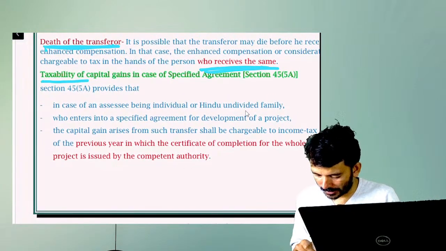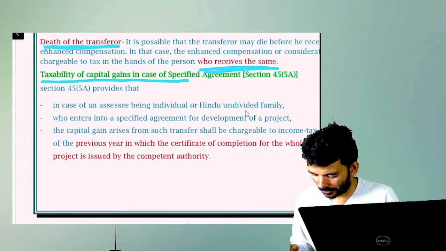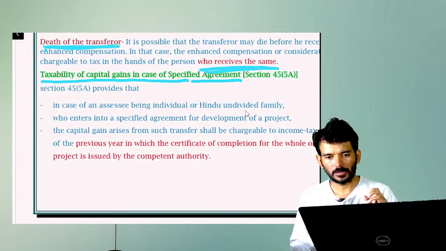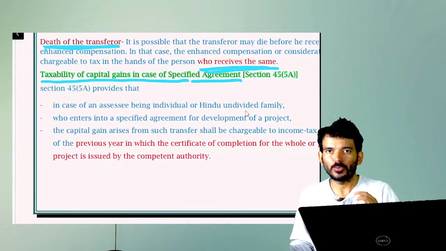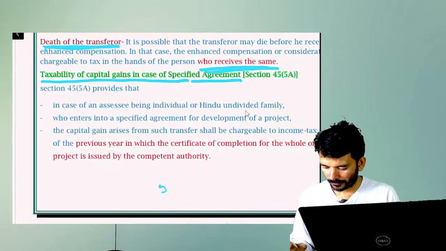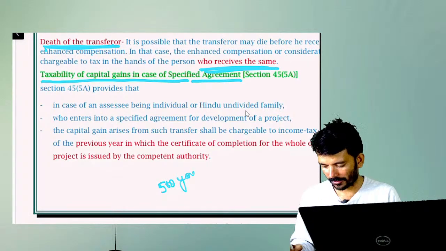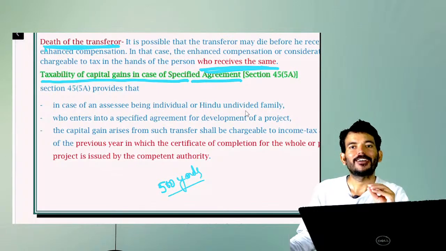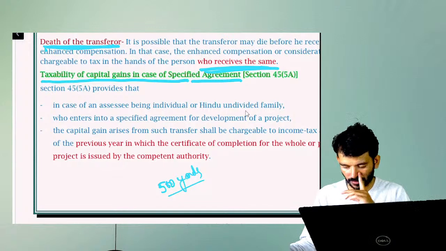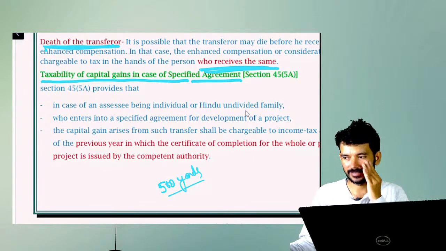And we have taxability of capital gains in case of a specified agreement. Specified agreement, I'll give you one example. I'm having a land in my area, 500 yards. Okay, all hypothetical, not reality. 500 yards, good area, good commercial place. Okay, 500 yards, we'll take that example.